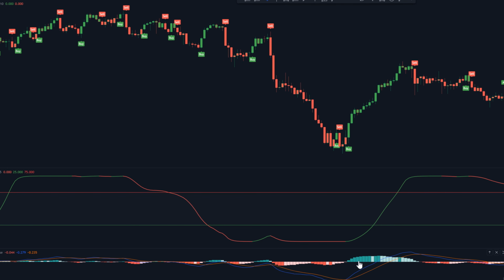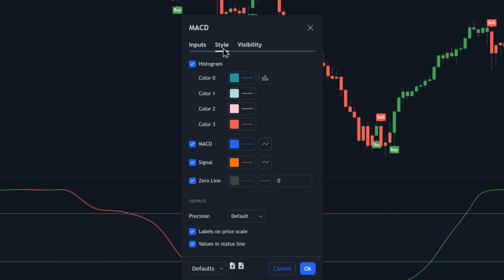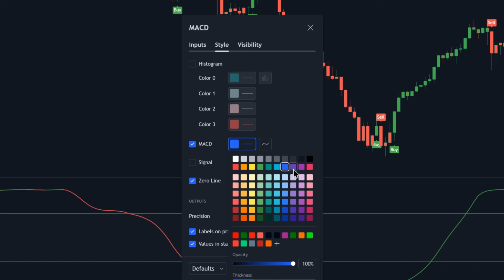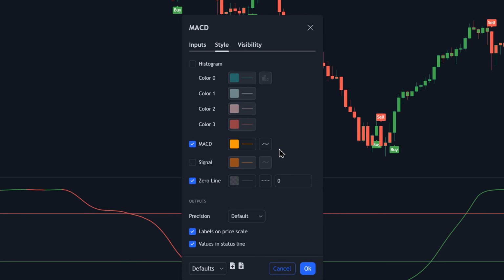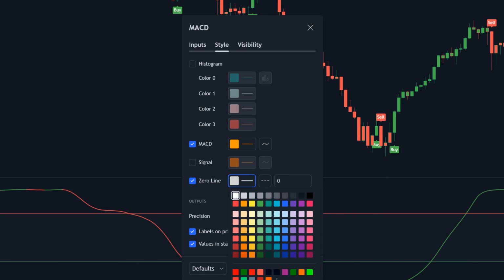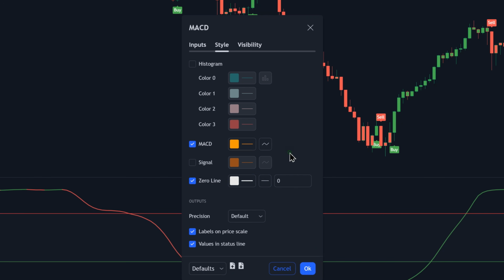Double-click on the MACD, then on the Style tab, we want to disable the histogram as well as the signal line, and then change the MACD line color to a brighter one. For me, I'm gonna go with orange, and then change the 0 line color to white, and then make it a solid line. After that, click OK.